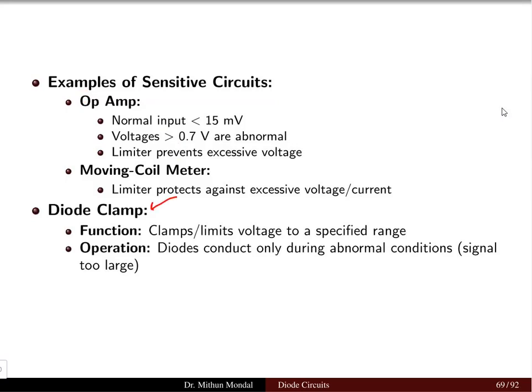So the diode clamp circuit clamps or limits the voltage to a specified range, between the lower limit and the higher limit. In operation, the diode conducts only during abnormal conditions. So when the signal is too large, only then will the diode come into picture in its operation.